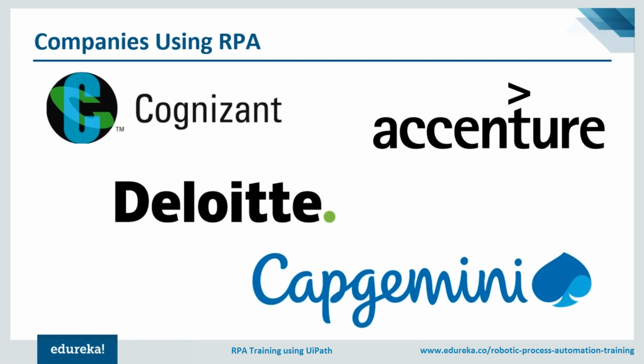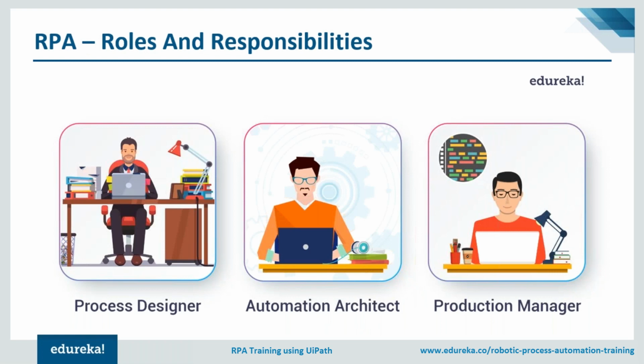Now moving on, not only at a business level, but at an individual level, a typical RPA project has majorly three responsibilities: the process designer, the automation architect, and the production manager. Now, the process designer is basically responsible for understanding the process. So if you become a process designer, your work would be to make sure that the people working on the RPA project are in sync, right? You have to monitor the changes that happen after the implementation of the project and then collect the feedback during the development or the testing phase, right?